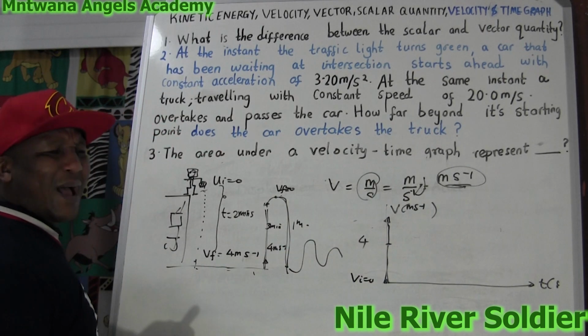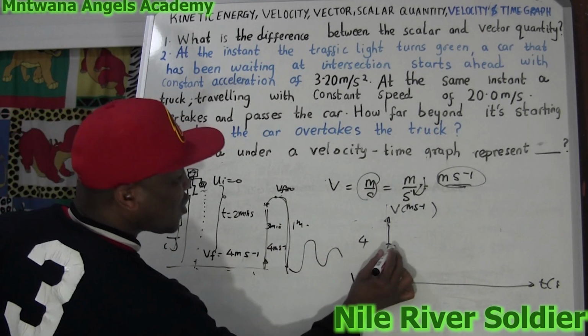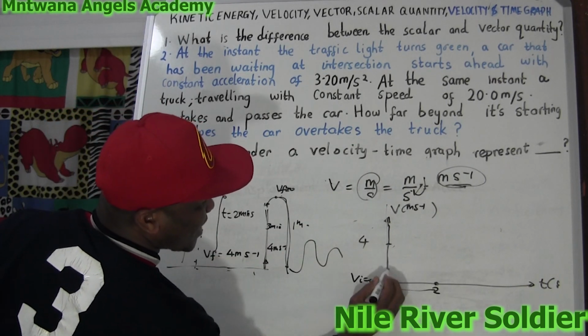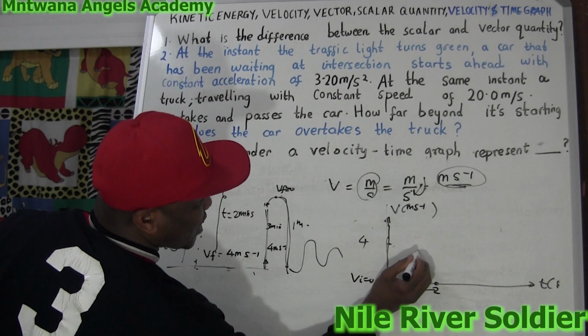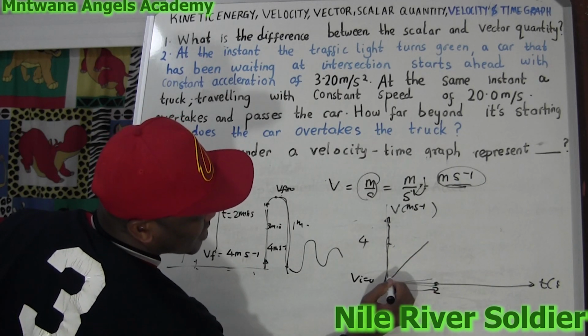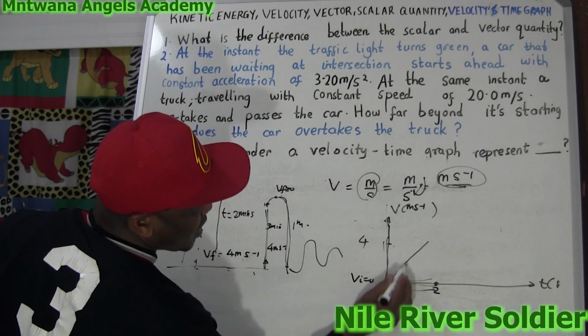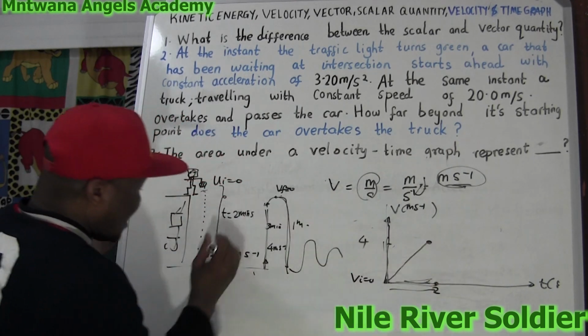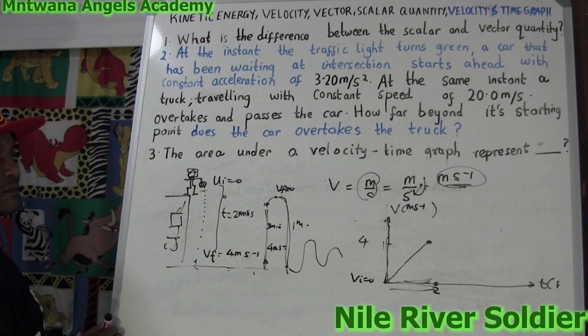But remember, time is also moving. So even though it came to 4, time is also moving. For how many minutes? 2 minutes. So it's not going to go straight up like this, it's going to go like this, because time is also moving. So the speed is going to increase to 4. But why am I drawing it like that? Because time is also moving. So it's right here. You know what I'm saying?